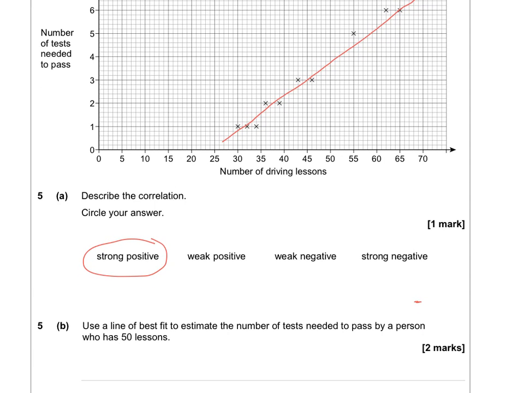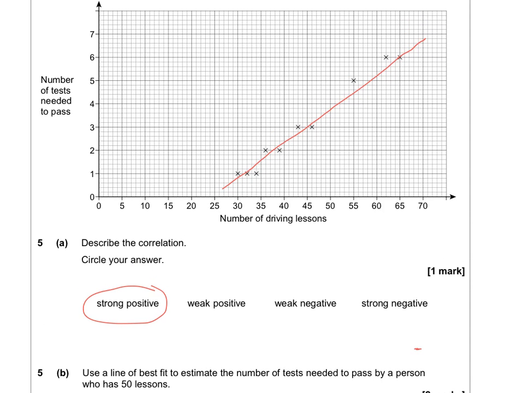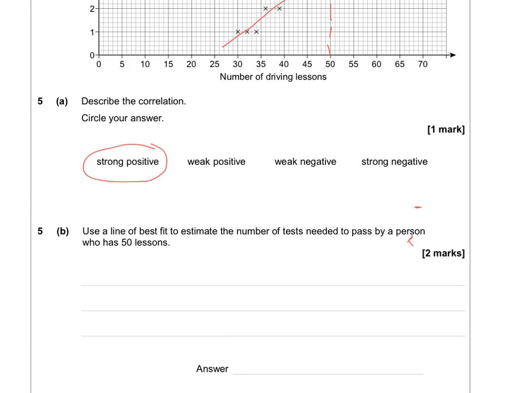Part B. Use a line of best fit to estimate the number of tests needed to pass by a person who has 50 lessons. So again, using a ruler, we would draw in a vertical line to meet the graph at 50 lessons. And then again, using a ruler, we go across to the number of tests, and we can see that it's just under 4, perhaps around 3.8. However, the number of tests has to be a whole number, so 3.8 needs to be rounded up to 4.